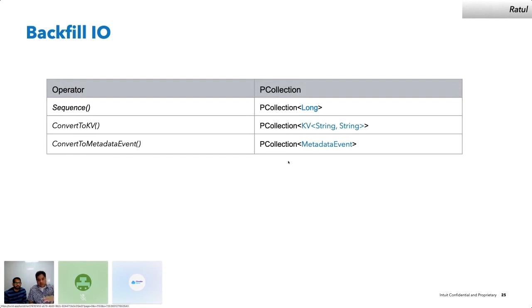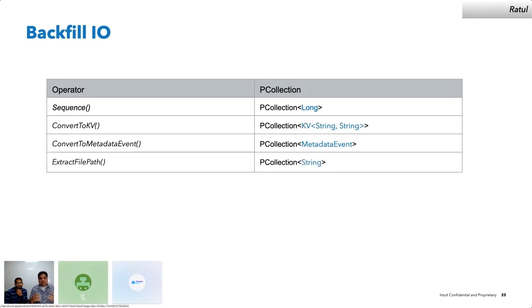Now, if you have worked with the Beam stateful API, you know that you have to pass the key value pair, and that's where the key value pair on line number 2 comes in. This convert to metadata event operator is talking to Beam state through the Beam state API, and what it returns is a metadata of event. So metadata of event encapsulates all the metadata, like which hours it should process and all these things.